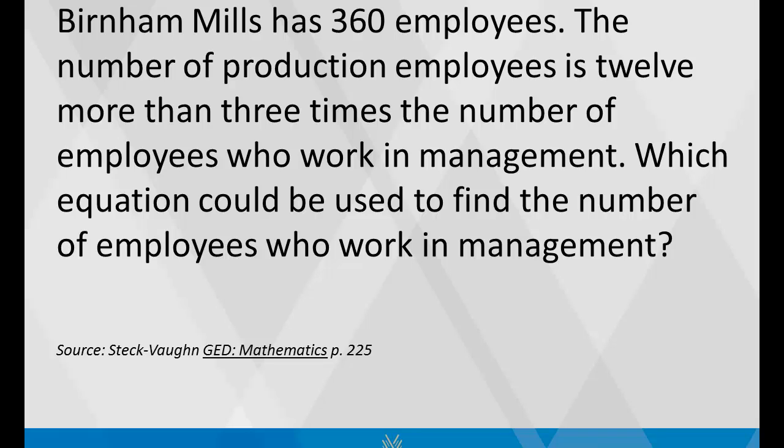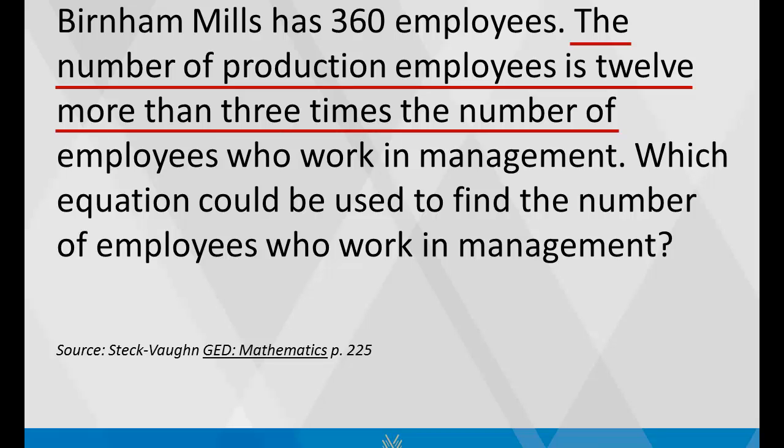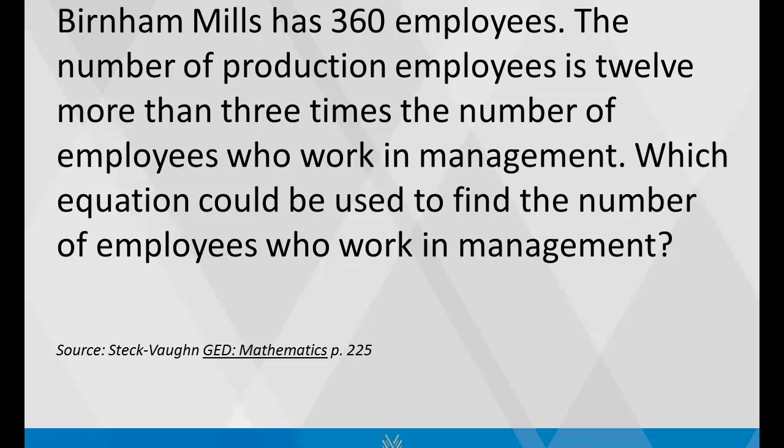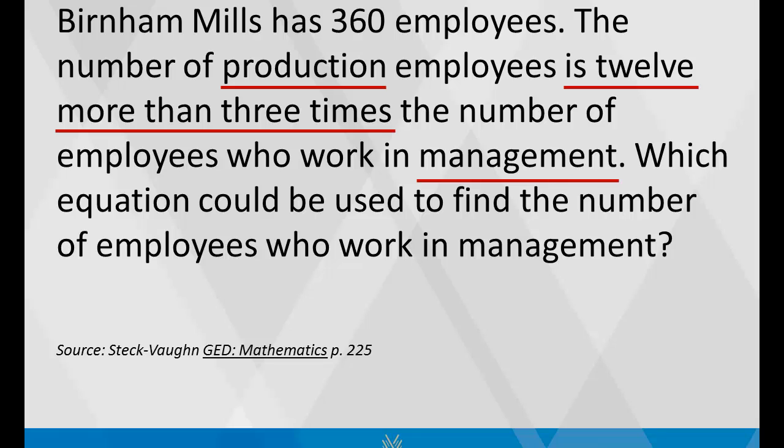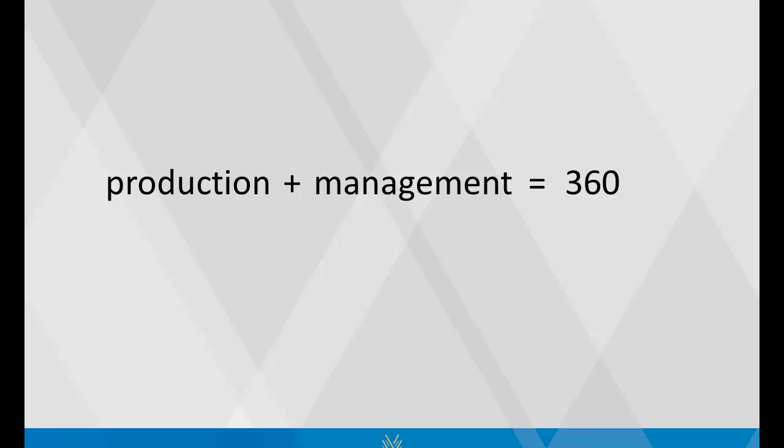The second sentence says, the number of production employees is 12 more than 3 times the number of employees who work in management. Since we have to express production using symbols, production is 12 more than 3 times management. The other part, management, has to be the x. Going back to our equation, which we have expressed in words, let's write the x directly below management.